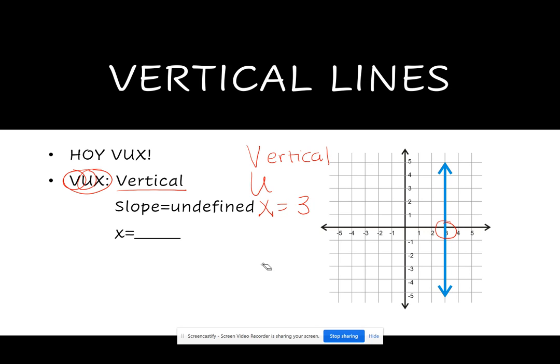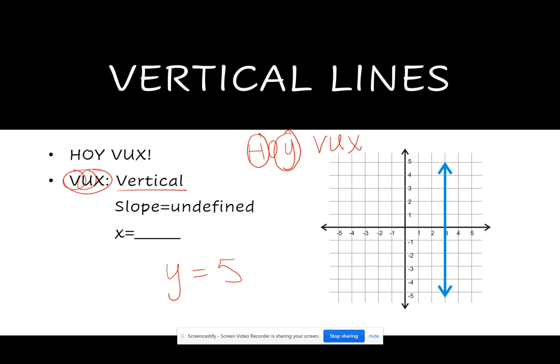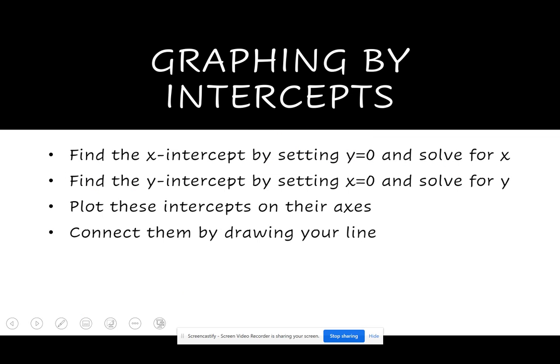So if you were told to graph y equals 5, you might be like, oh no, is that a vertical or horizontal line? So you're going to think HOI, VUX, it's y, so it's horizontal at 5. X equals -3, it's x, so it's vertical, going through -3. So that's a little trick to help you remember it.